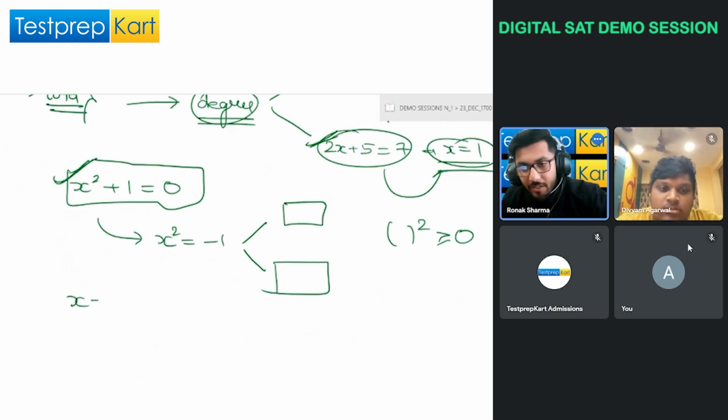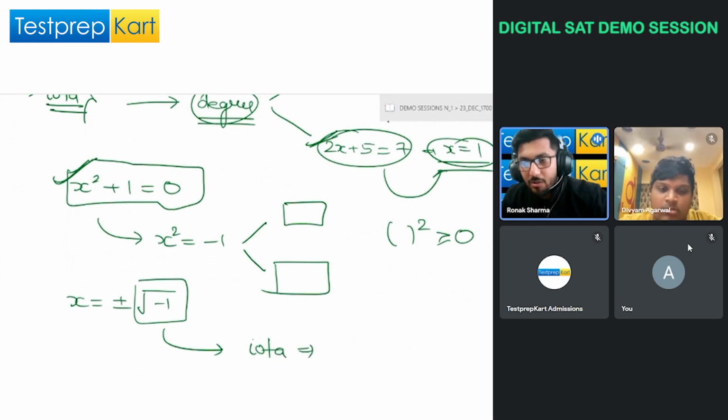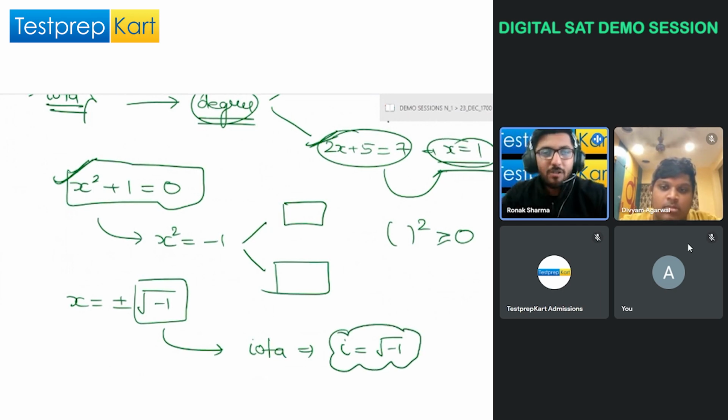Because if x square is minus 1, x will be plus minus root over minus 1. This minus 1 was the problem. So they gave it a name, what we today call iota, and the notation stands for i, that is root over minus 1. Because with the help of it, now you can deal with the square root of any negative number.